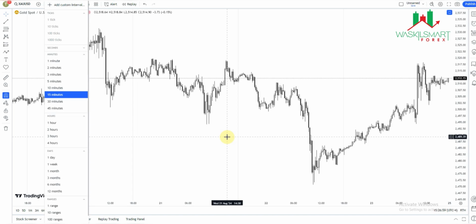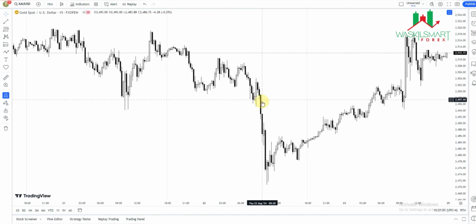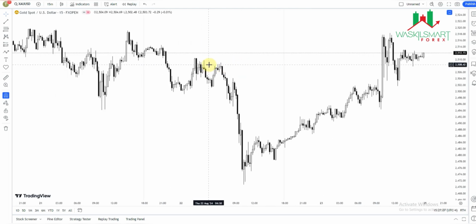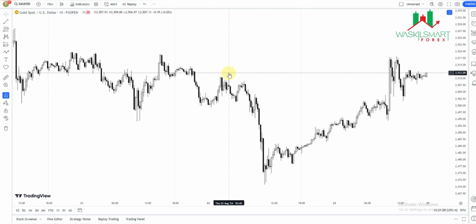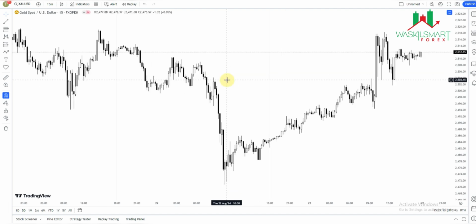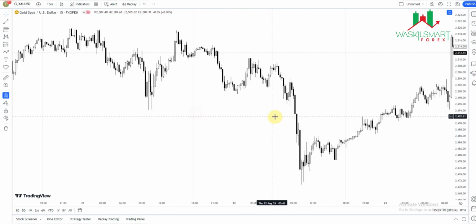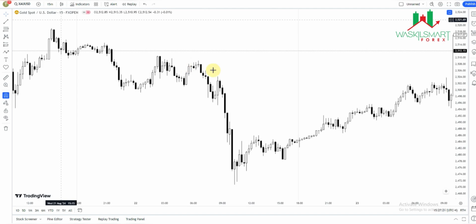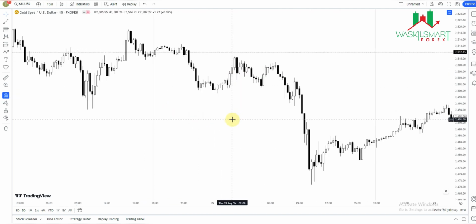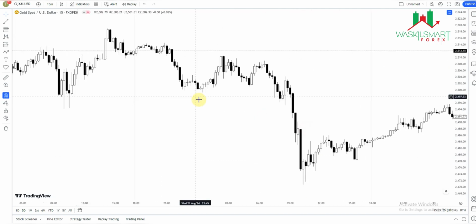Let's start from this day. This Thursday trade, 22nd of August 2024. So that's just 2 days ago. Let me show you this chart here, and you can try to master it yourself and see it yourself.